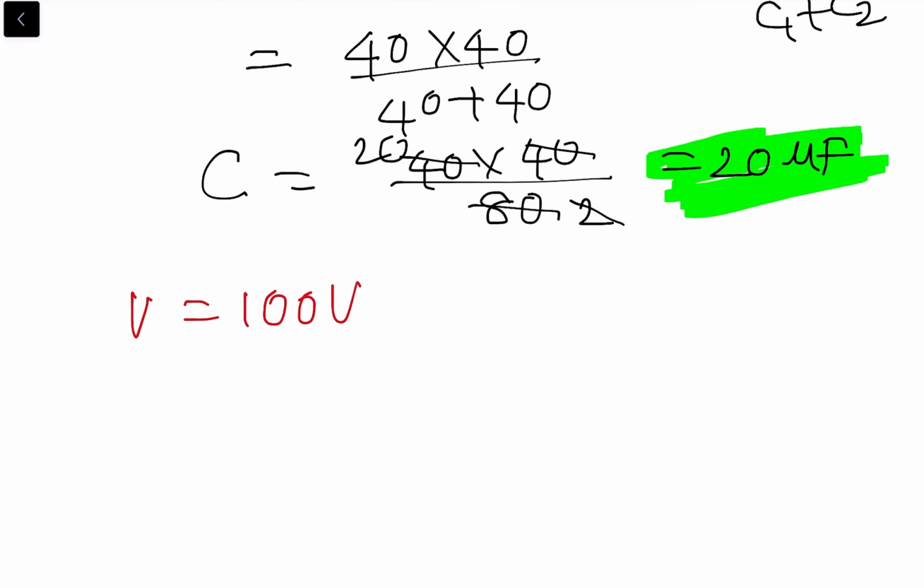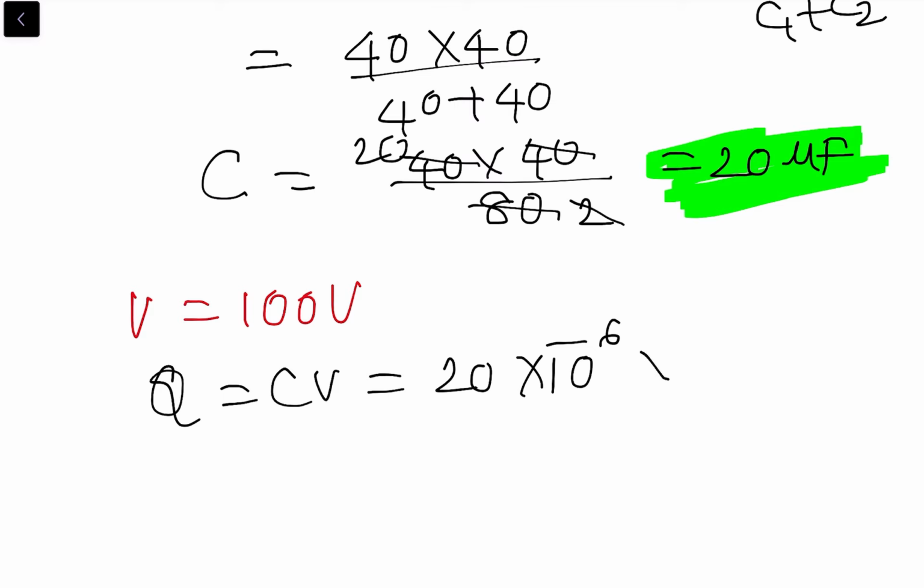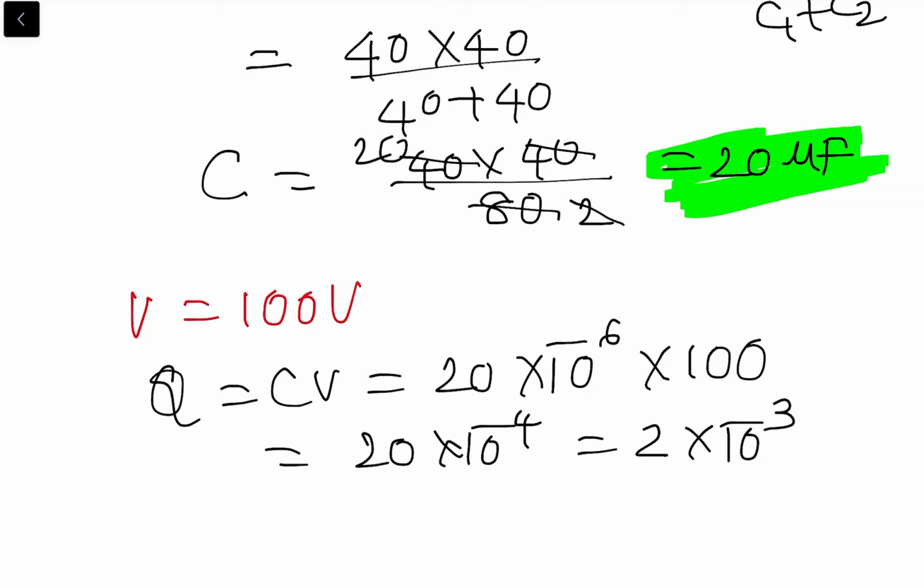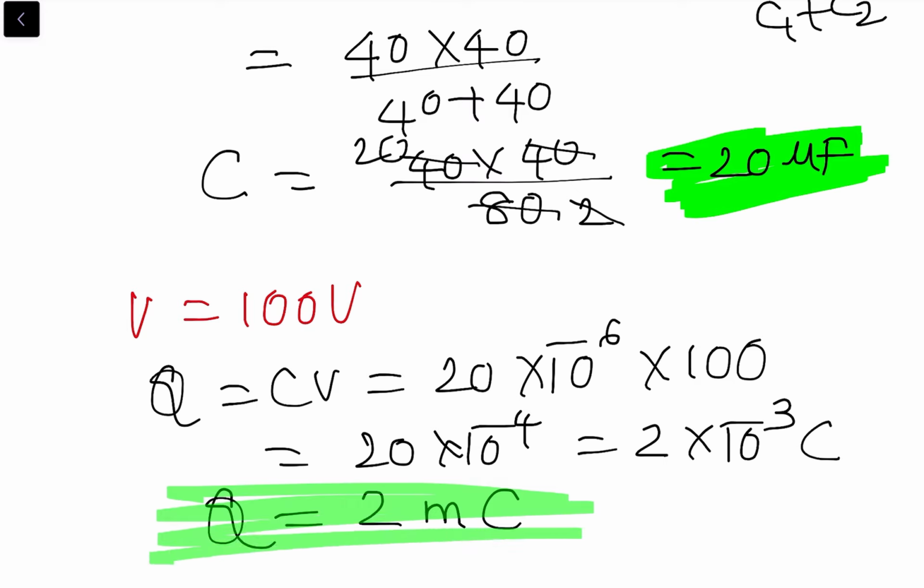Then we have a simple formula which we know, Q is equal to CV. C is 20 microfarads, 10 to the power of minus 6, and V is 100. Finally it will become 20 into 10 to the power of minus 4, or 2 into 10 to the power of minus 3 coulombs, that you can also write as 2 millicoulombs. This is the answer for that question.